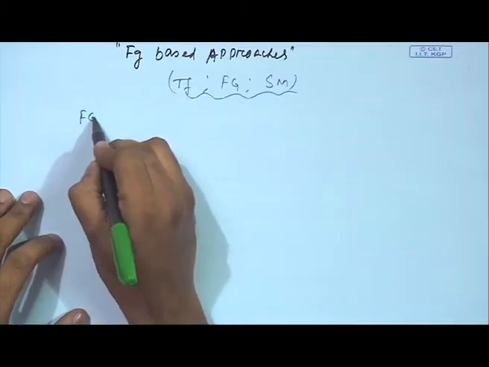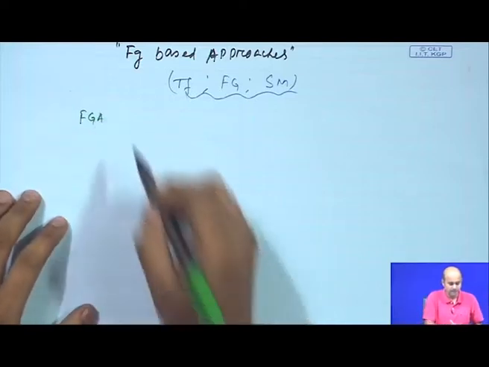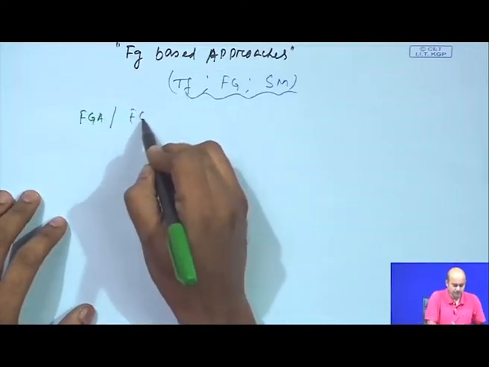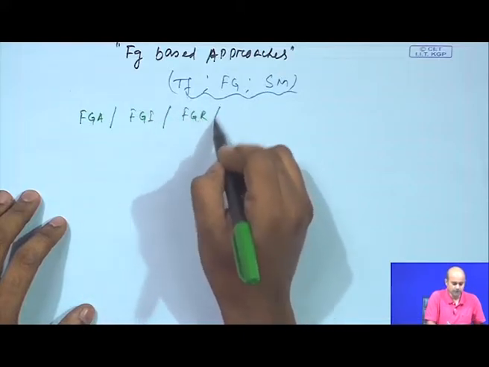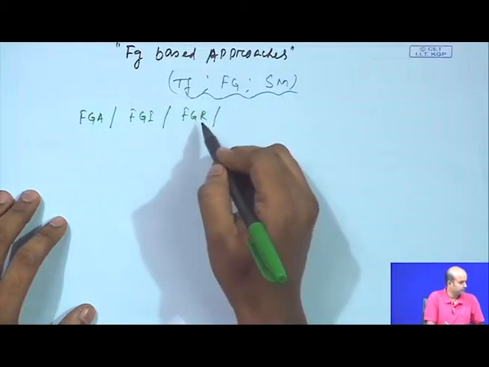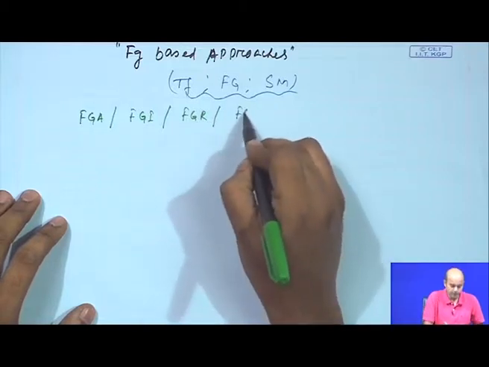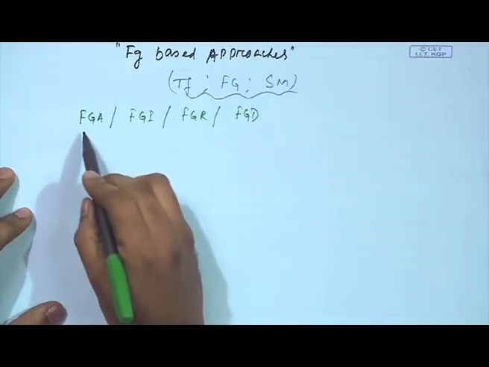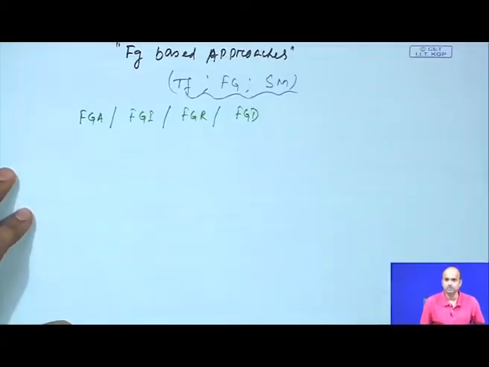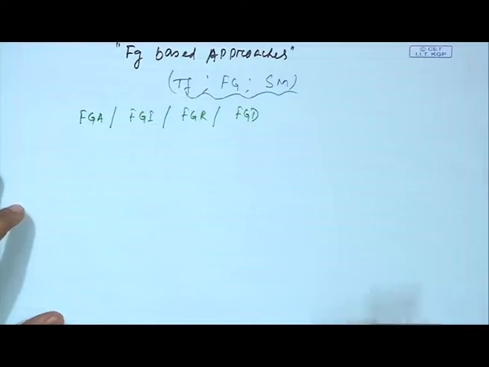Now, functional group based approaches, we already talked about many of the abbreviations: functional group addition, functional group interconversion, functional group removal, which we did not talk about but will, and functional group disconnection. There will be many terminologies, but I do not want to make your life complicated, so just forget about those terminologies.